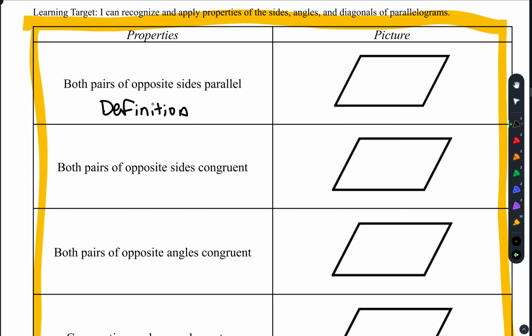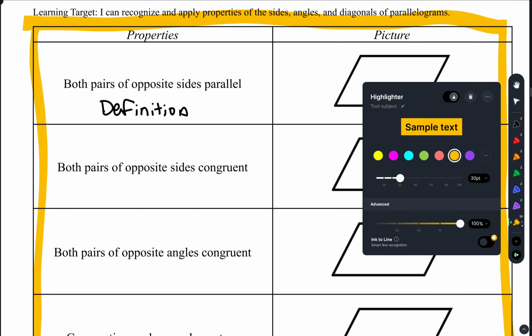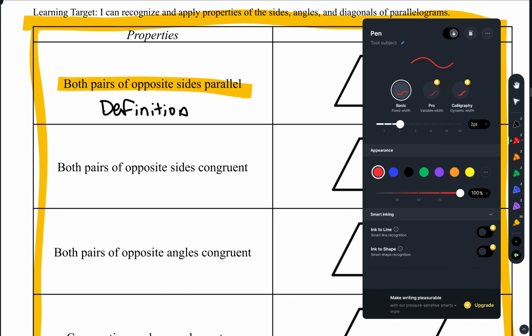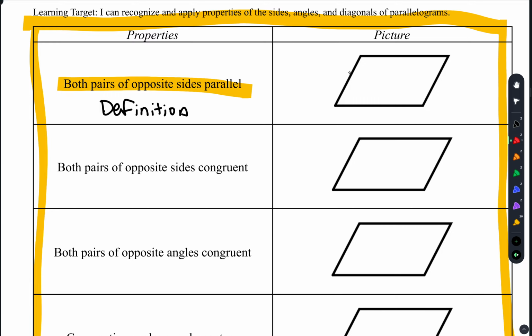By definition, a parallelogram is a quadrilateral where both pairs of opposite sides are parallel. Okay, that's the most basic definition. I'm going to mark up my diagram with all these different properties. So my first property, both pairs of opposite sides are parallel. I'm going to draw in those little parallel arrows to show that opposite sides across from each other are parallel. Easy enough, right? That's our definition.